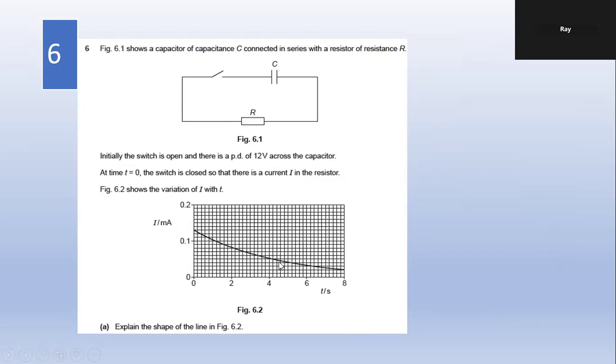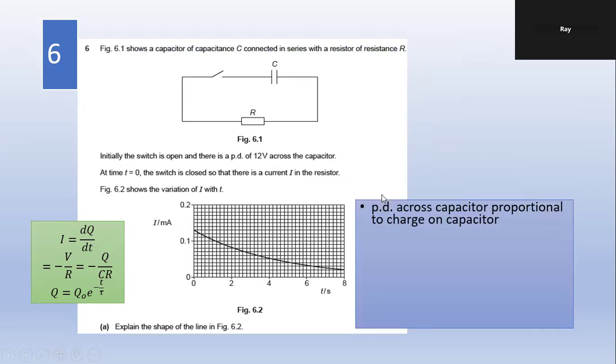PD across capacitor is proportional to charge on the capacitor, and the charge on the capacitor increases. Basically, this one is summarized for you. PD across the capacitor is proportional to the charge on the capacitor. Okay, that's PD. Proportional to the charge on the capacitor.